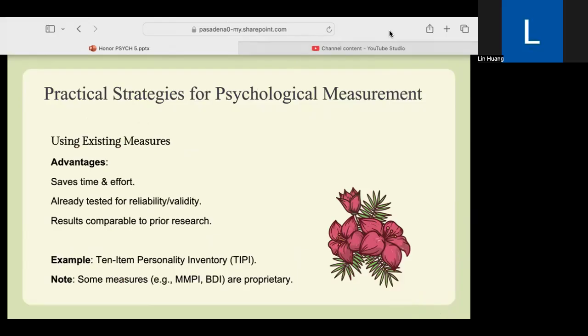The third step is using existing measures. The advantage of this is it saves time and effort, because previous researchers have already tested its reliability and validity. And we can compare our results to prior research results, such as with the Ten-Item Personality Inventory.